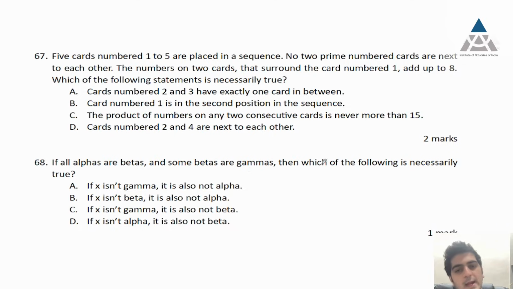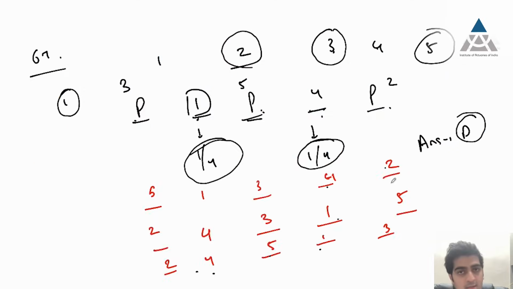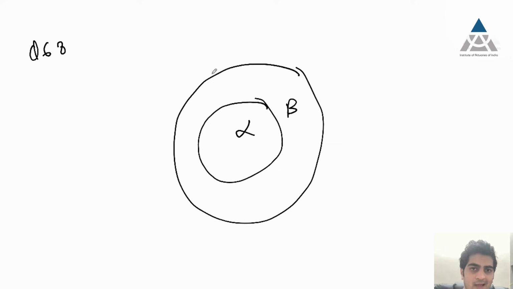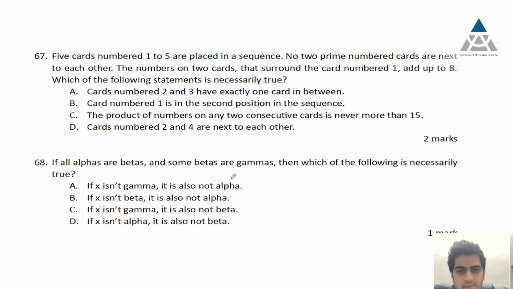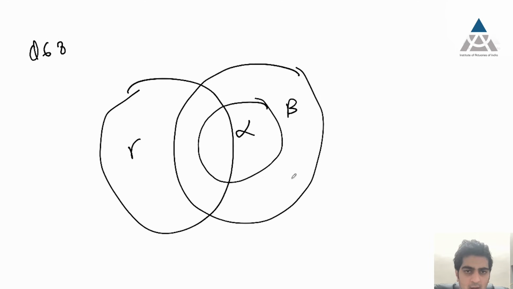Okay. Some betas are gammas. So some betas are gammas, which means there is a third circle which overlaps this entire circle, right? So there is a third circle which overlaps this entire circle and says that some betas are gammas. So out of some of those betas there are gammas. Gammas could be non-betas, and very importantly, gammas and alphas will also have an overlap because all alphas are betas. So there is nothing that is telling us that alphas cannot be gammas, correct? So we will have this overlapping circle.